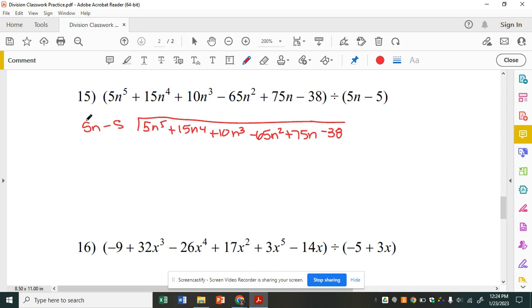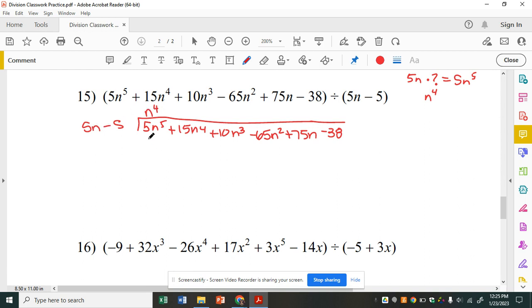Okay? So my first step, I'm looking at 5n. I need to figure out what does 5n have to multiply by to get 5n to the 5th. Now I already have the 5, so I'm not worried about a coefficient. But to get from n to n to the 5th, I need to multiply it by 4 more n's, by n to the 4th. Okay?